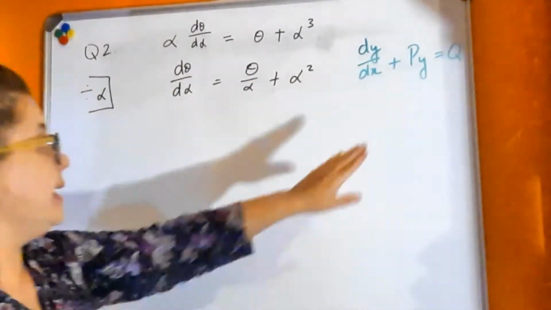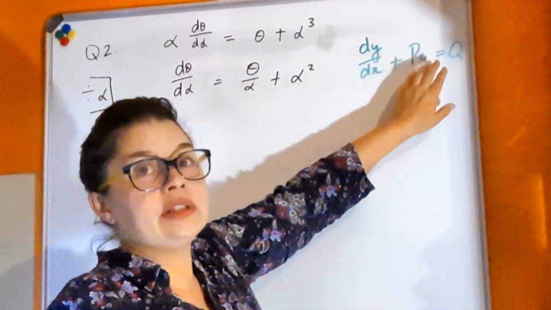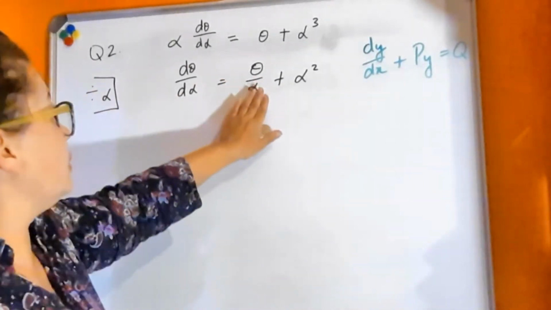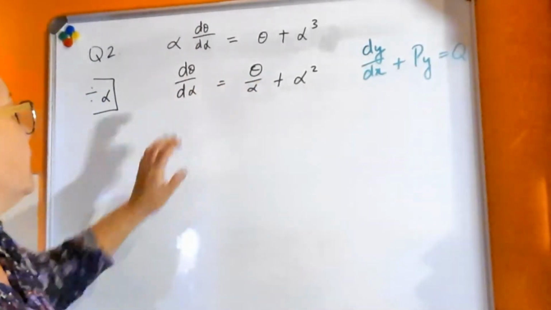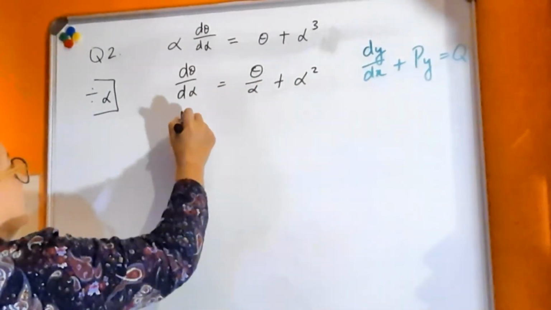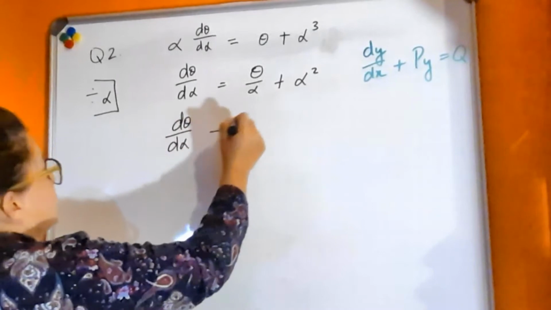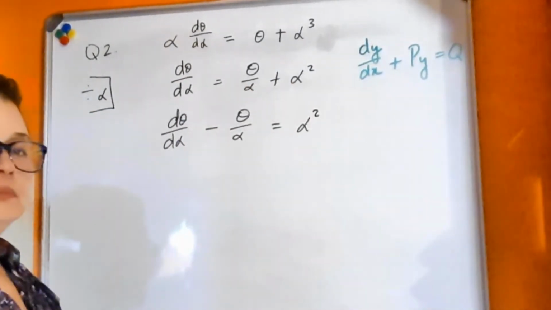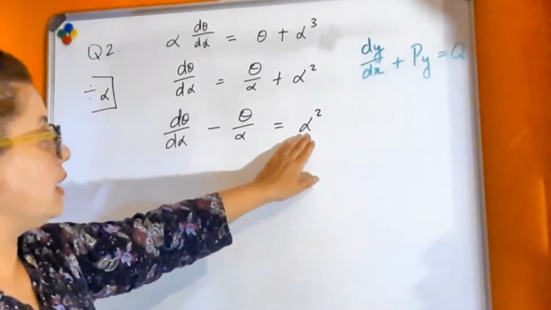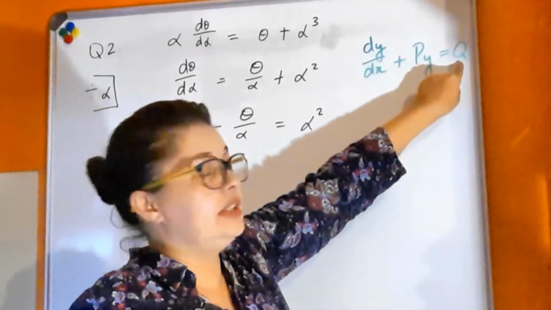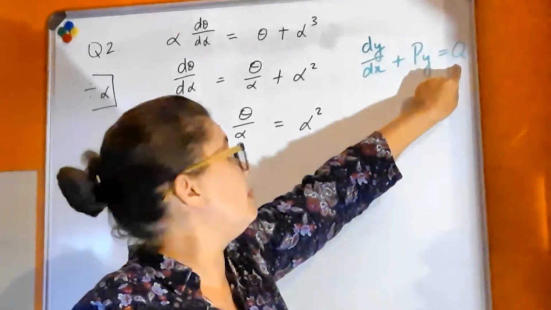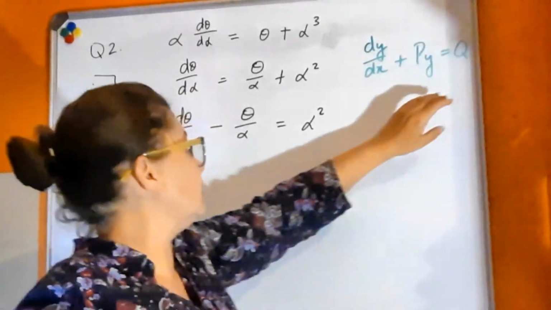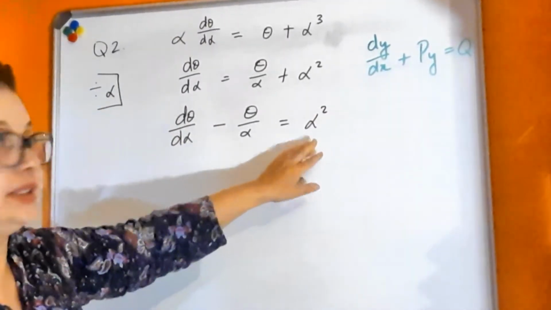Right? The next term in your standard form is where your dependent variable is linear. So we want to move this term to your left-hand side. d theta d alpha minus theta over alpha is equal to alpha squared. Right? And you'll see now, in your standard form, the Q, you remember, is made up of only your independent variable or constants, which is exactly what you've got here.